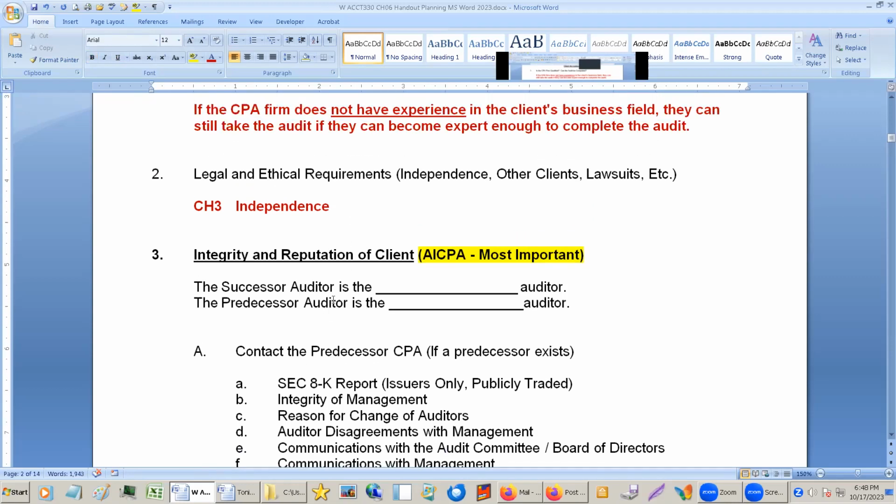So you have to do a lot of background, and to be honest, at some point you have to trust the client. At some point you have to have some kind of trust in the client that they are actually trying to do what they're trying to do. So the integrity and the reputation of the client is extremely important, and the AICPA will tell you it's the most important.